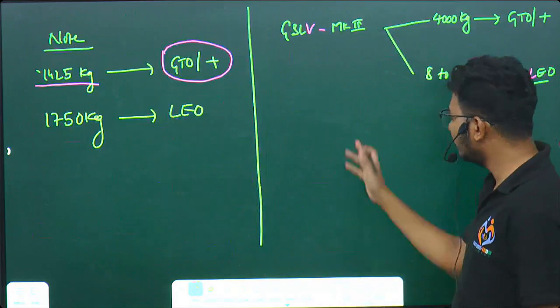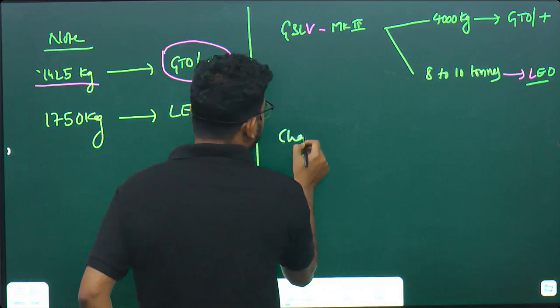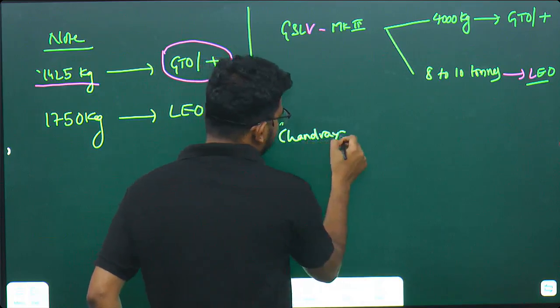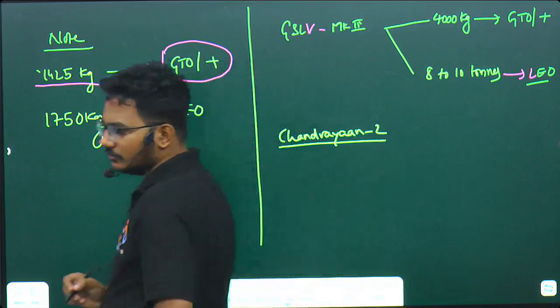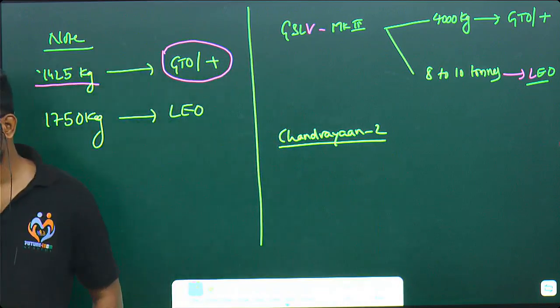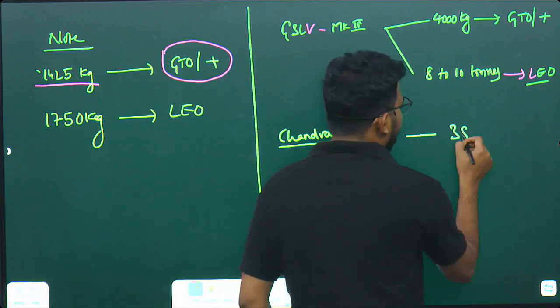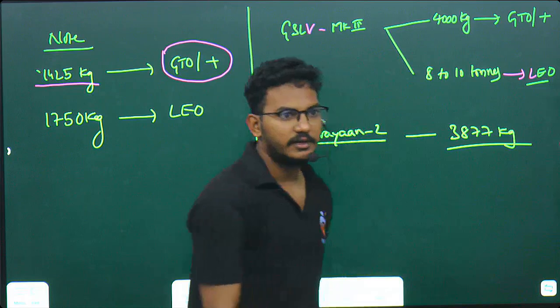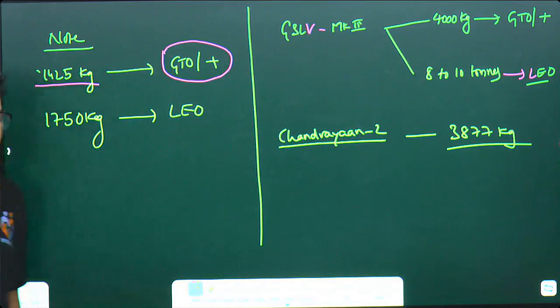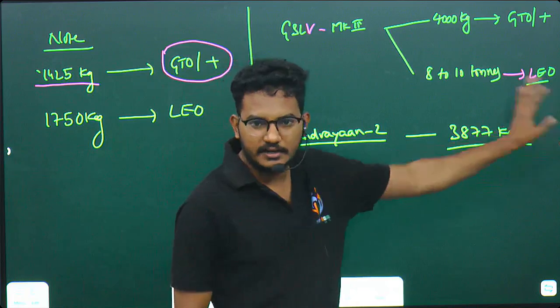Now see examples for this. Chandrayaan 2. Here the Chandrayaan 2 weight is 3,877 kgs. Okay. So now tell me, 3,877 kgs.